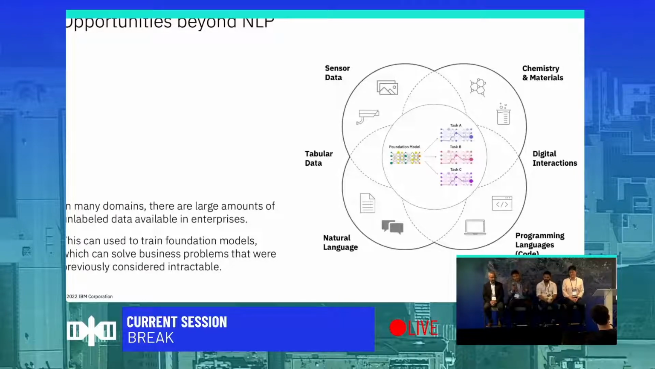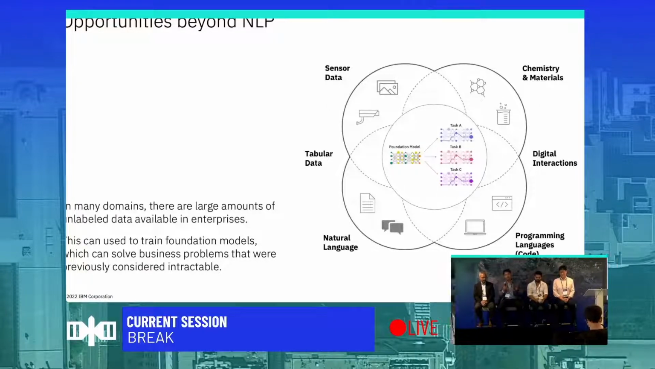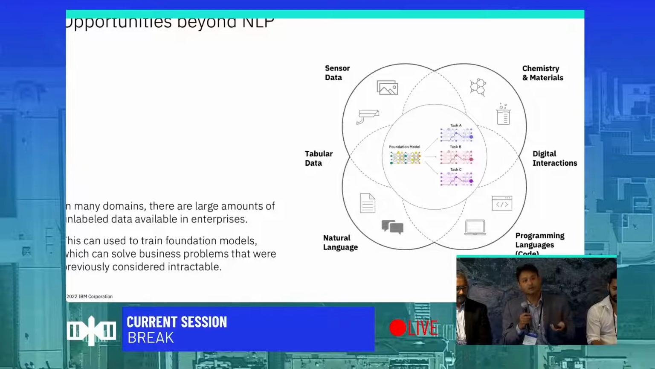So clearly, you can leverage the same approach beyond natural language processing. You can apply it to different kinds of data, time series data. This is the work that has been done by IBM Research. They've applied it to tabular data, chemistry and materials data sets, and also to programming languages.